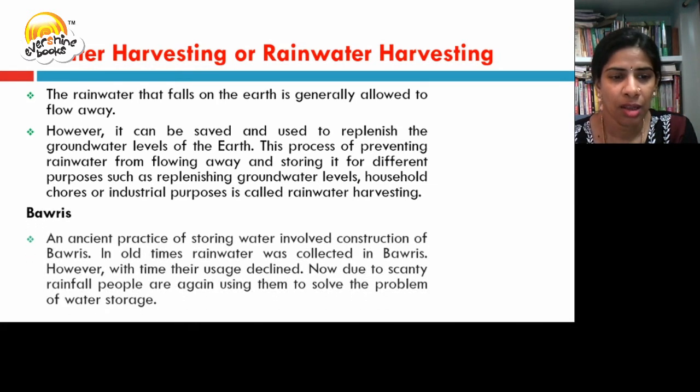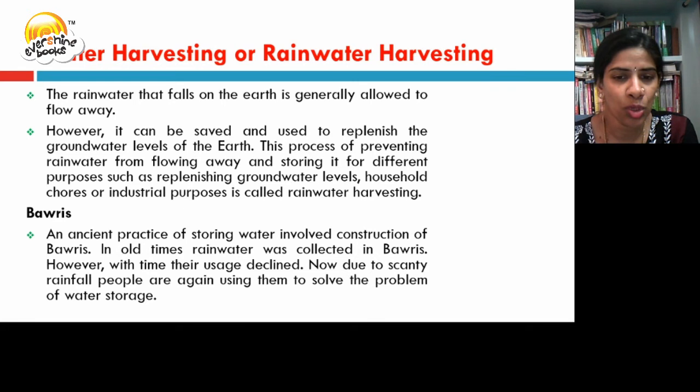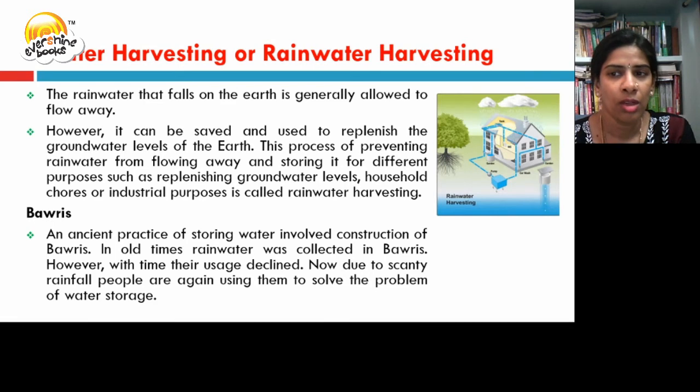Bowries. It is an ancient practice of storing water which involves the construction of bowries. In olden days, rainwater was collected in bowries and with time their usage began to decline. Now, people have begun to use them again to solve the problem of water storage. The picture shows rainwater harvesting.